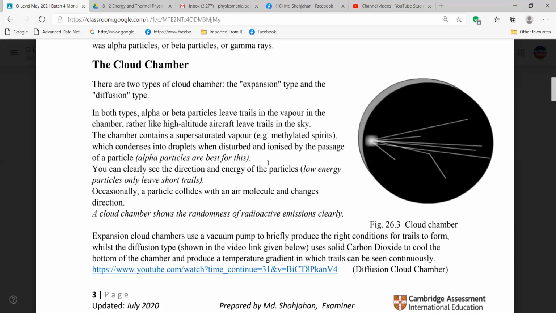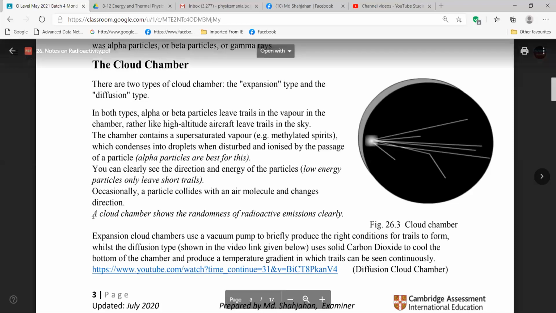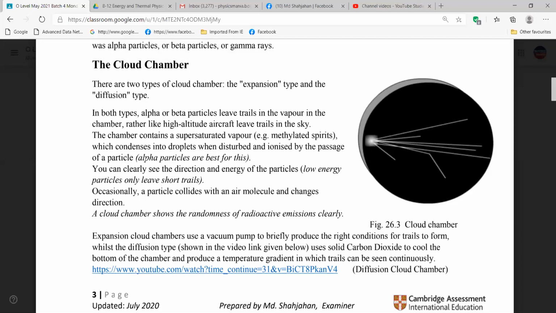Now, what I have to note down, you see, this one I gave in italic form. Some things I gave in italic. Yes, sir. So alpha particles are best for this. That means the cloud chamber is also best to detect alpha particles, because alpha particles are ionizing and give a short, straight ray. It's also using the ionizing property. Yes, that's why alpha particles are best for this.